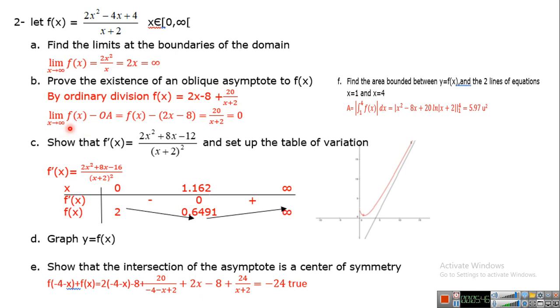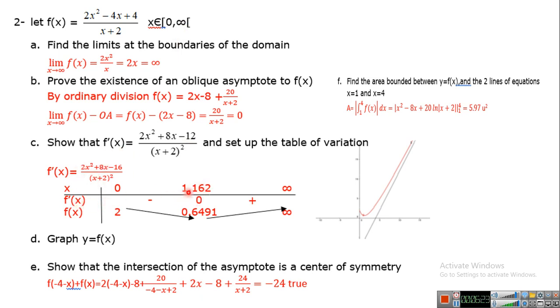You do the limit as x tends to infinity of f of x minus the oblique asymptote. So it remains 20 over x plus 2, a number over infinity is 0. Show that this is the derivative. You know, u over v, u prime v minus v prime u over v squared. You can check it by yourself. So when we do the derivative, you equate this to 0. You have one of the roots, 1.1, you go to the calculator, you put a is 2, b is 8, c minus 16. You have two roots, 1.162 and another one negative, but because from 0 till infinity I will put only this one. This is f prime of x.